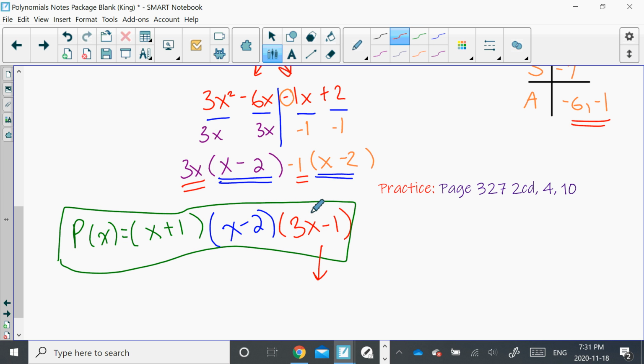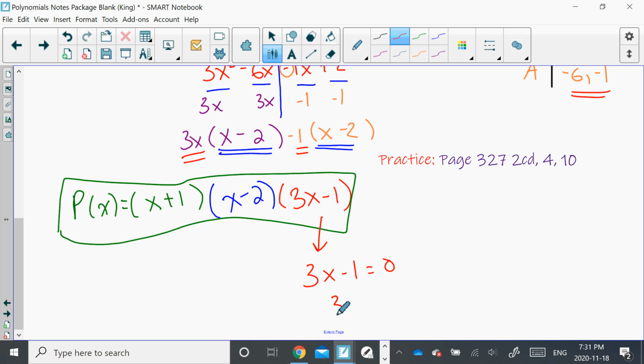if I said what would that 0 or that x-intercept be, 3x minus 1 is equal to 0. If we were to solve for x, I would get 3x is equal to 1, divide both sides by 3, and x is equal to 1/3. So I'm going to argue that one of my x-intercepts, or my zeros, is 1/3. How I could prove that is if I type in p of 1/3, and if I get a 0 here, it's going to be a factor.